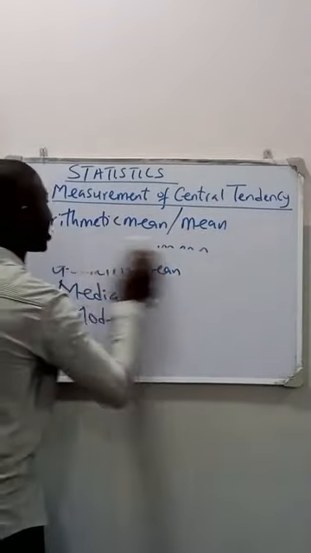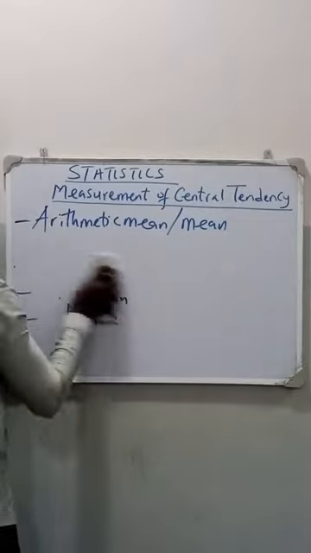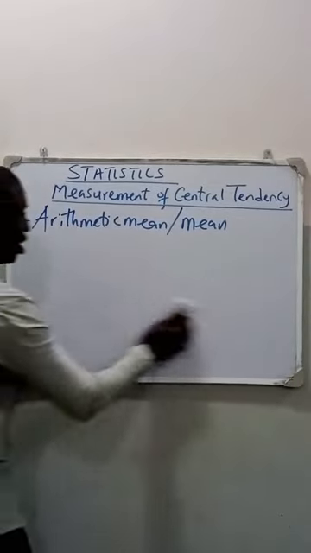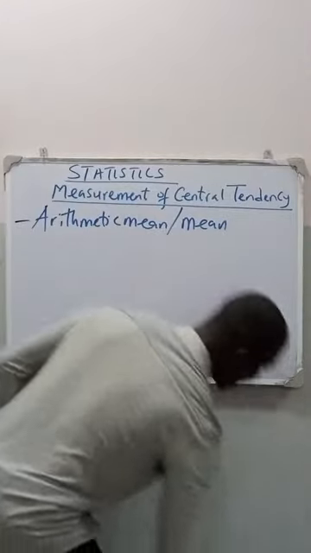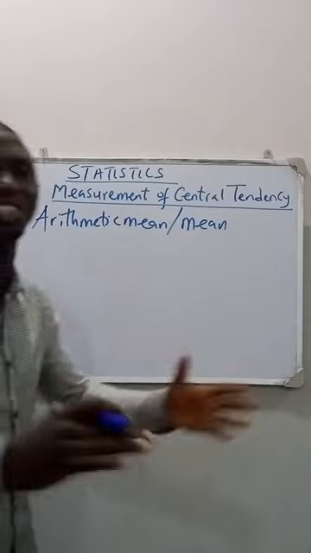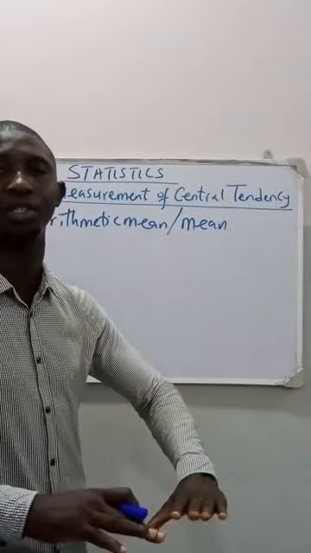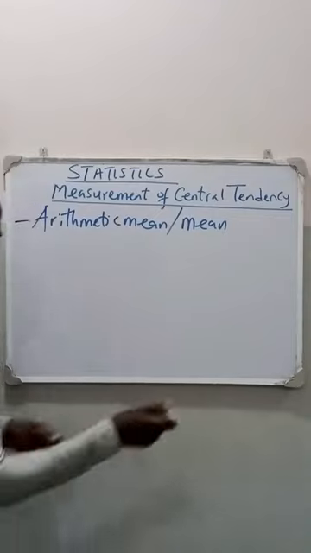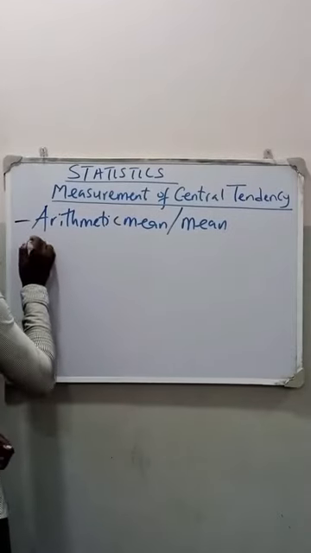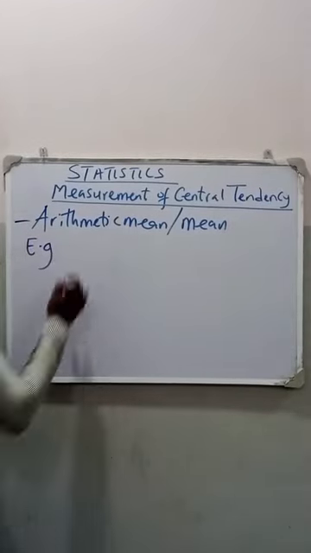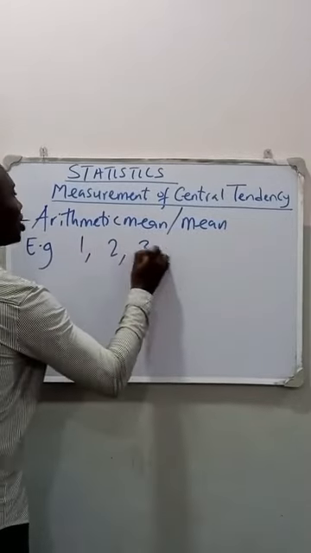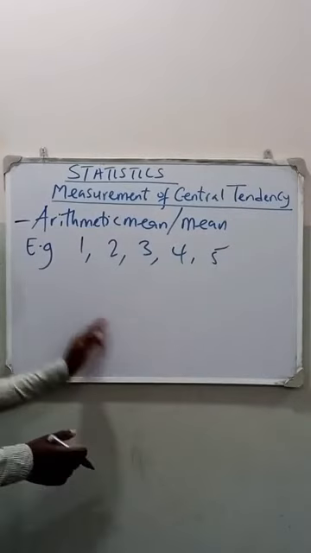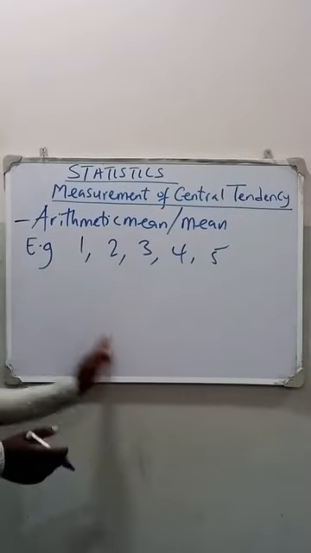What do we mean by arithmetic mean of a given set of data? How do we calculate the arithmetic mean or ordinary mean? Don't forget, the mean is just the normal one we are used to, we are familiar with. That is, you want to calculate the mean of a given set of data. Let's say, for example, calculate the mean of the following set of data: 1, 2, 3, 4, 5. How do we calculate this mean?